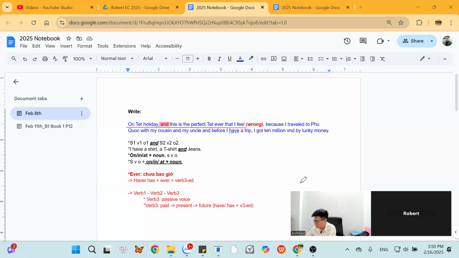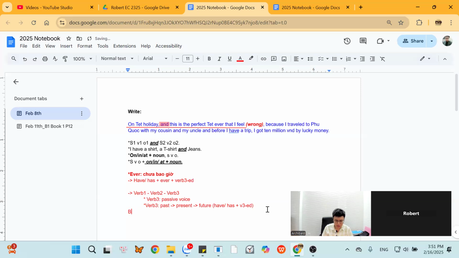And here we have the second case. Because I traveled to Phuoc with my cousin and my uncle, and before I have a trip, I got 10 million Vietnam dong by lucky money. See, because, all right, if you use because, how many sentences can because connect, Robert? One. No, because we connect two sentences.